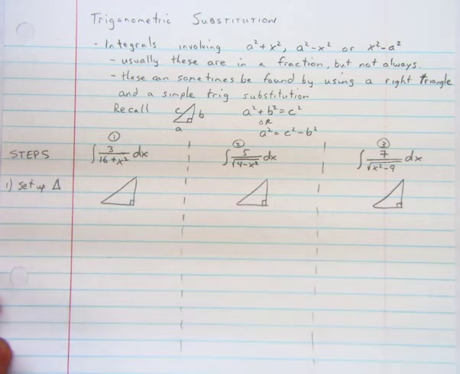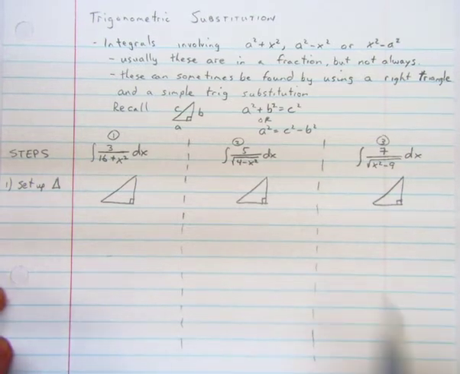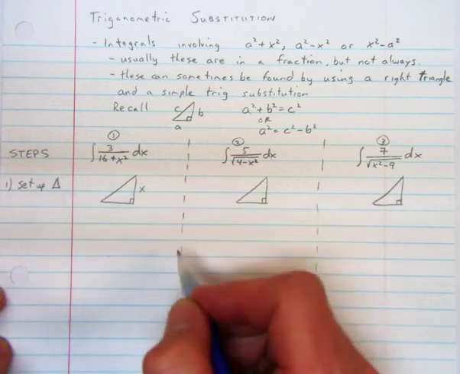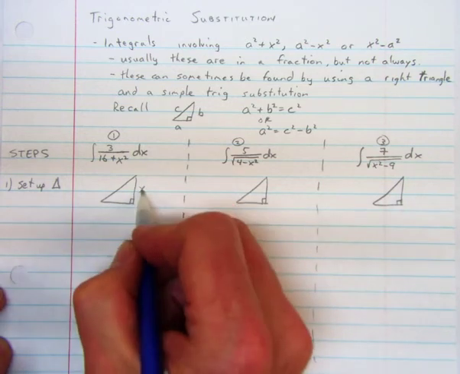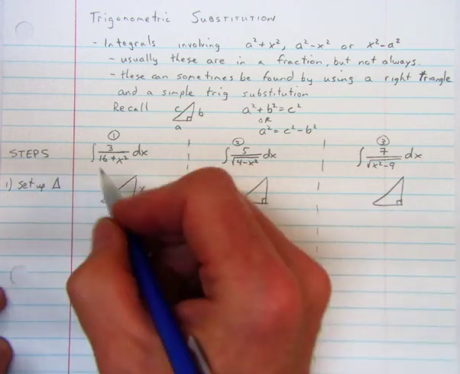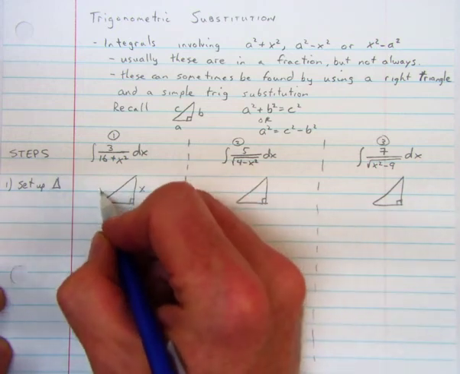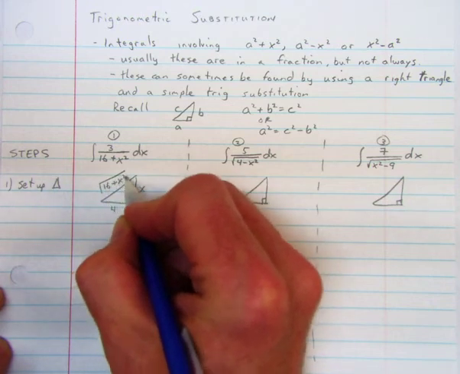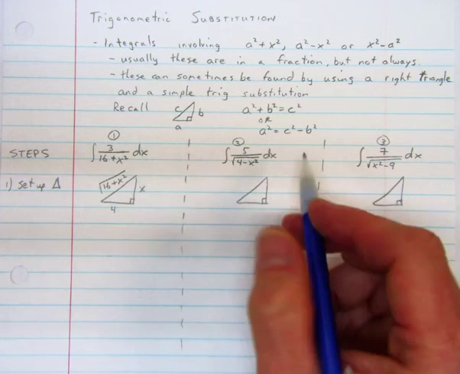How should we know which one to do? If we follow one simple rule, we will get it every time. If we can, put the x on the vertical leg. So here's x, and that would make this 4. And if we apply the Pythagorean theorem, we'll get that this would be the square root of 16 plus x squared.